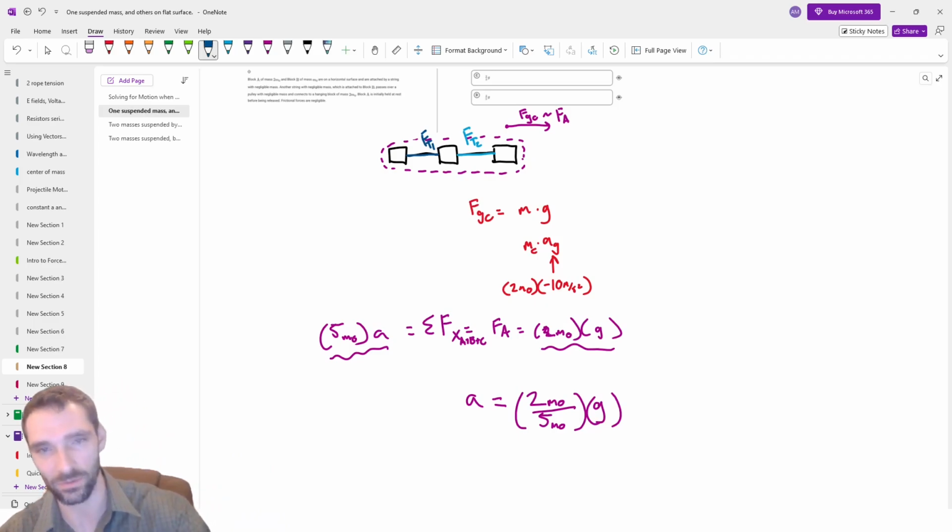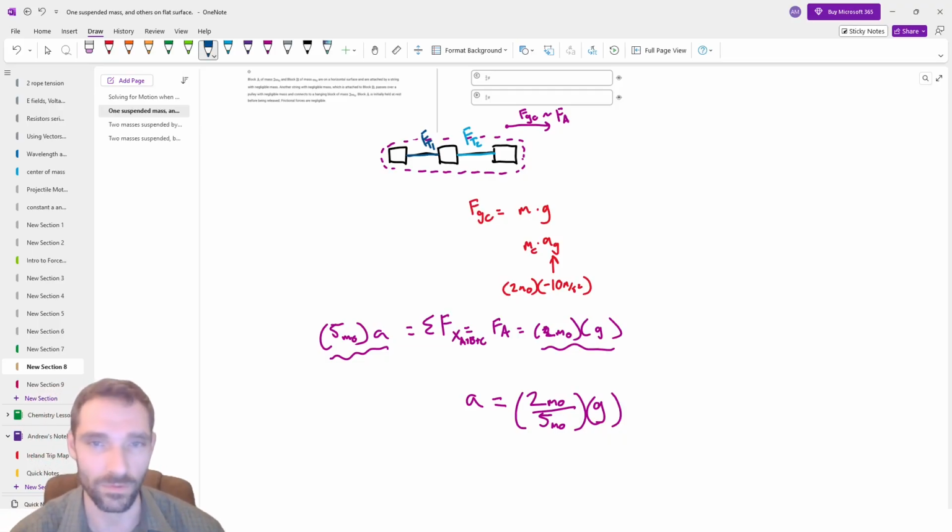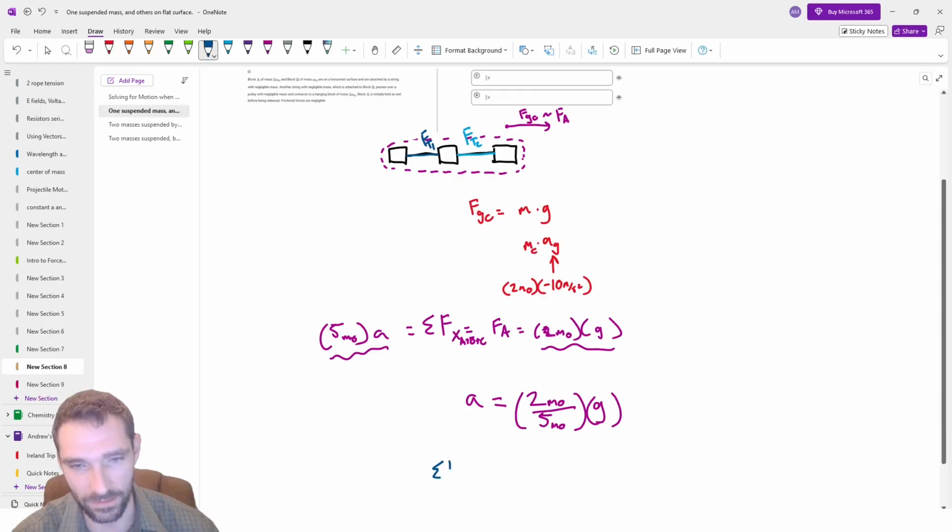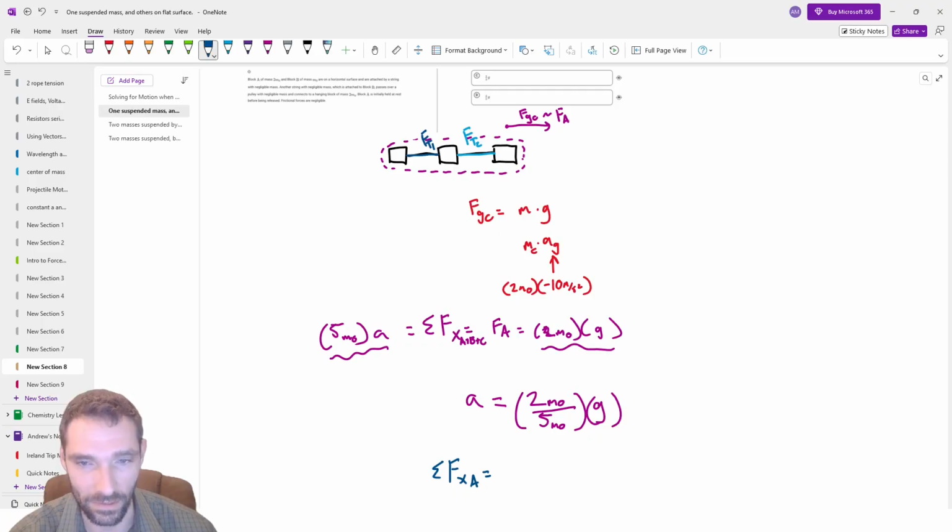If we had some actual masses, we could actually solve for those forces as well. So if you want to just plug in 1 kilogram here, you could do that and look at the sum of forces in the x direction of A, where we know that it's going to be about 2/5 of the acceleration of gravity, or its acceleration.